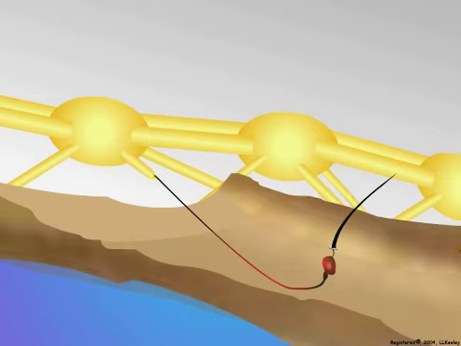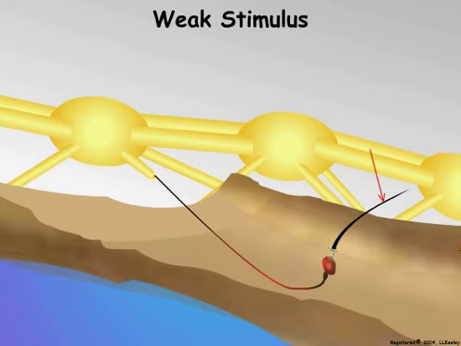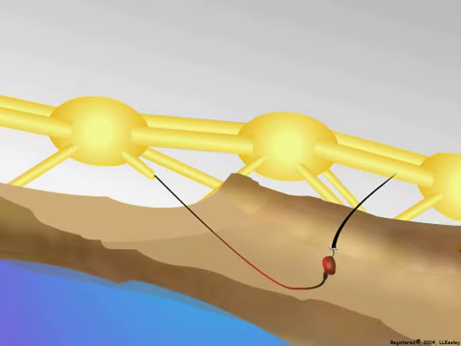The hair receptor monitors the intensity of the pressure stimulus based on the amount of bending of the hair, which pulls on the sensory dendrite attached to the base of the hair. A weak stimulus causes a small depolarization of the dendrite and a low frequency of the action potentials in the axon of the sensory neuron.